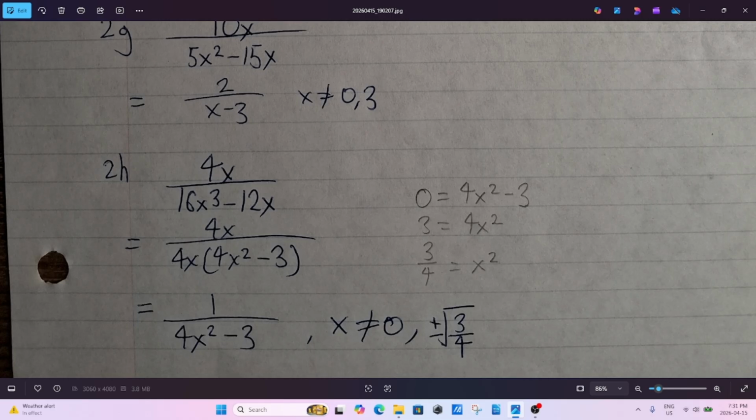And you can actually see that that's just 2x times 2x for the first one and square root of 3 for the second term. So it's going to be a difference of squares, right? So you get 2x minus square root of 3 and 2x plus square root of 3 as the factors, which is why x cannot be plus or minus square root of 3 over 4.